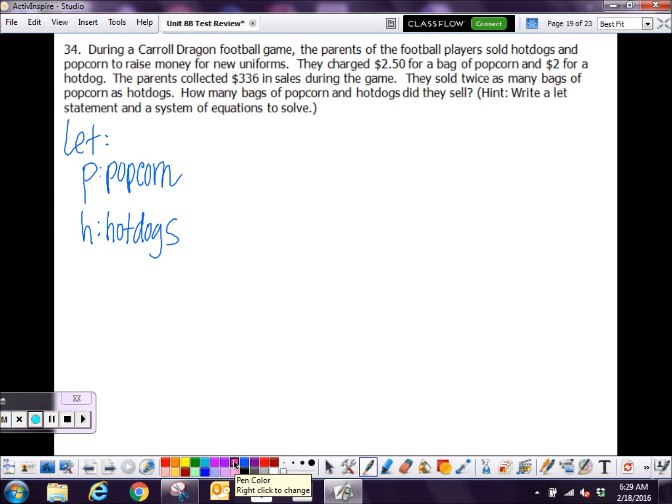All right, so let's see if it gives us a total of any kind. They do say they collected $336 in sales. Okay, so they're charging $2.50 for a bag of popcorn, so 2.5P, plus $2 for a hot dog, so 2H, and they sold $336 worth.